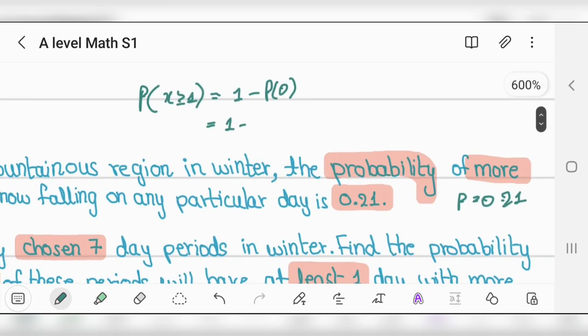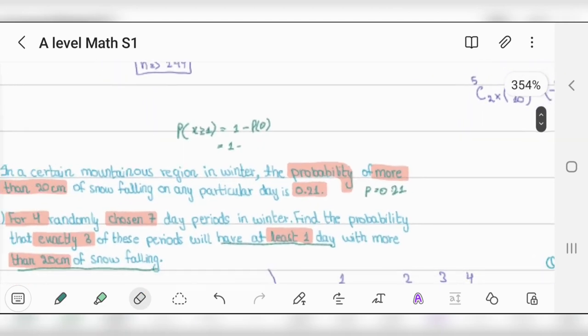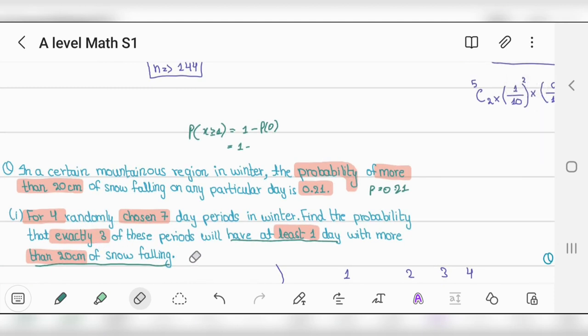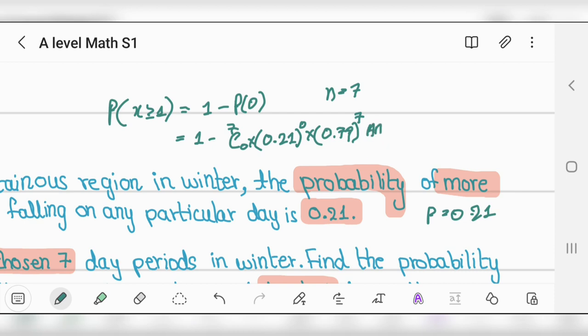Okay, so I can just write it down like NC0 multiplied by 0.21 to the power 0 multiplied by, okay, this is going to be problematic. Before randomly chosen, exactly 3 of these periods would have at least 1 day. So it's going to be 7C. Okay, so the total n is 7. So we're going to write it down like 7C0 multiplied by 0.21, and then multiplied by 0.79, and we got the answer for this.